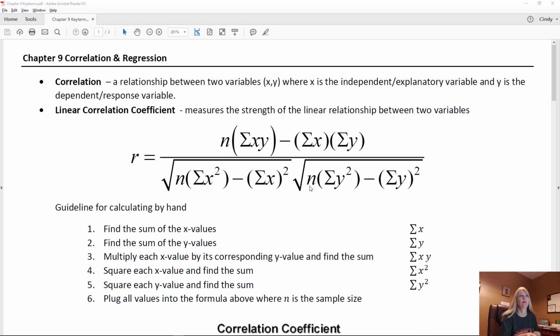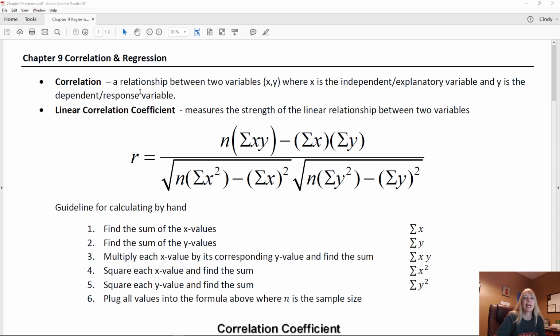Okay, this is a preview of Chapter 9, Correlation and Regression. This is where you like to see if there's some kind of trend going on with your data, a relationship between two variables where X is the independent and Y is the dependent. Maybe X is the number of hours you study for an exam and Y is your grade, right? Your grade depends on how many hours you put in.